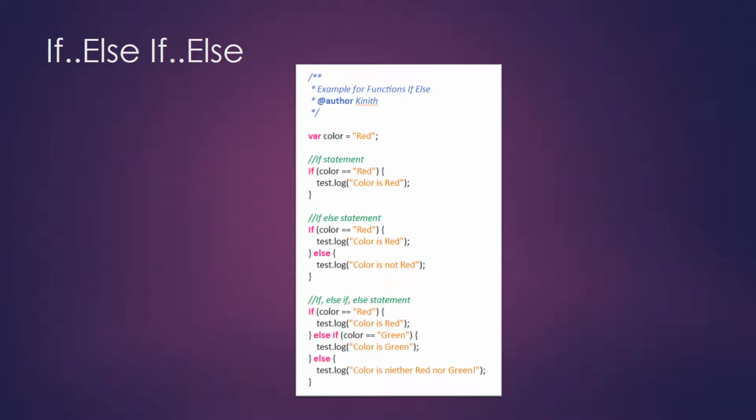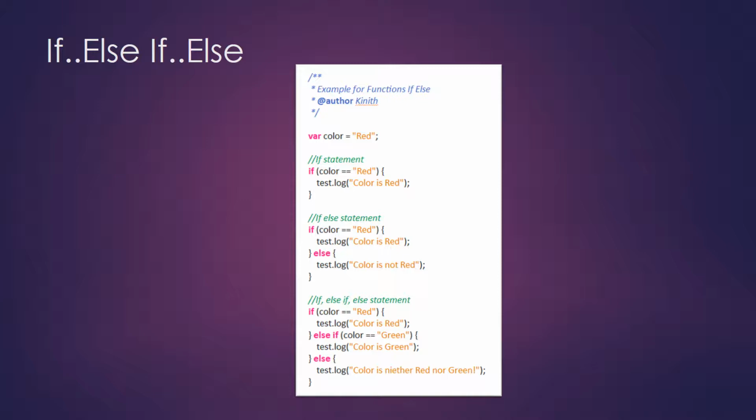If you need to take action on both passing and failing a condition, then use if-else statements. In the second if, in case the color is red, I am printing "color is red". If it is not red, then I am printing "color is not red".